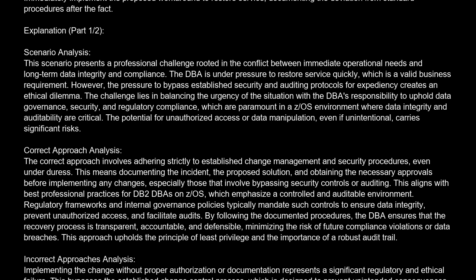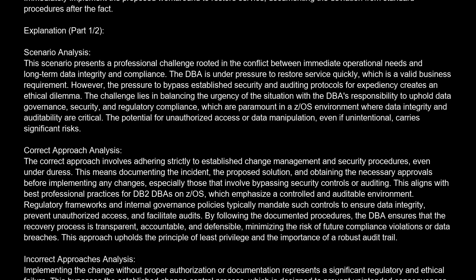Regulatory frameworks and internal governance policies typically mandate such controls to ensure data integrity, prevent unauthorized access, and facilitate audits. By following the documented procedures, the DBA ensures that the recovery process is transparent, accountable, and defensible, minimizing the risk of future compliance violations or data breaches. This approach upholds the principle of least privilege and the importance of a robust audit trail.